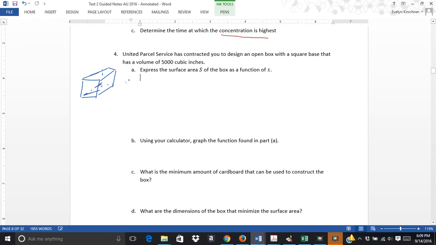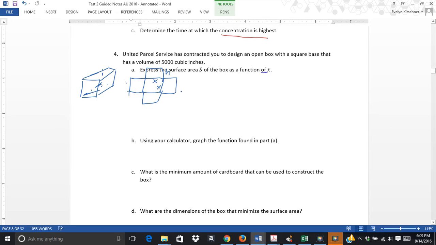Okay, so my surface area, if I think about it, it's all the sides. So I have one side, the bottom side, and another side, and another side, and then I have the front and the back because I have no top. So I want to know my surface area. It has a square base, so I know that this is x and this is x, and then my height is h.